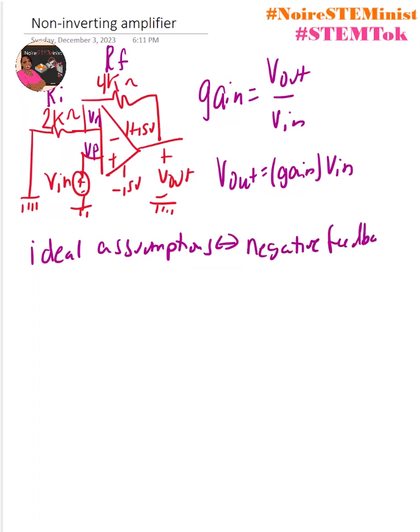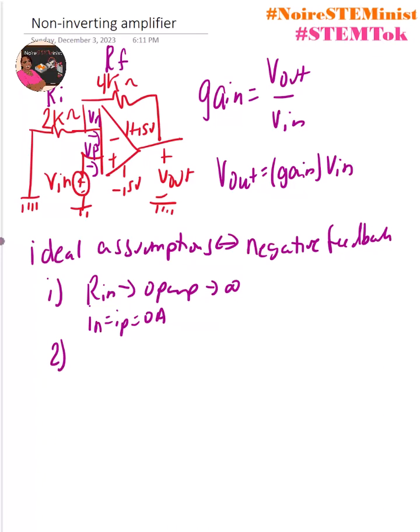When that is true, our first ideal assumption is called the infinite input impedance, and that means the resistance seen looking into the op amp goes to infinity. And what that means is that the current into the negative and the current into the positive terminals on the op amp is 0 amps. Now this isn't really true, it's an assumption, but it's really a very small current.